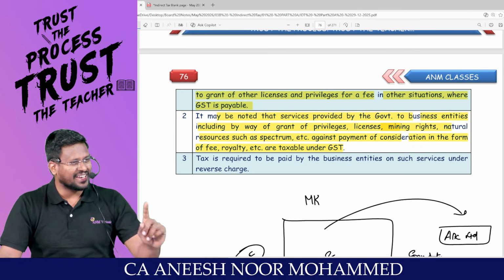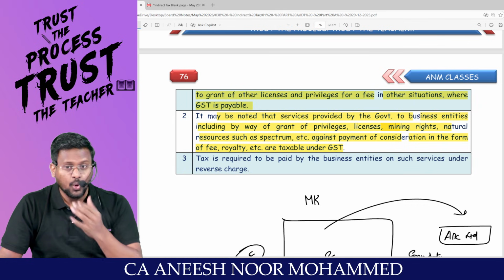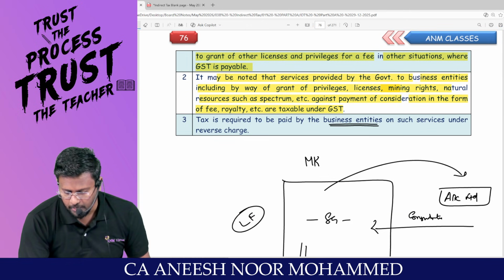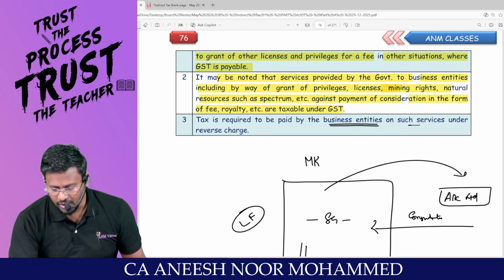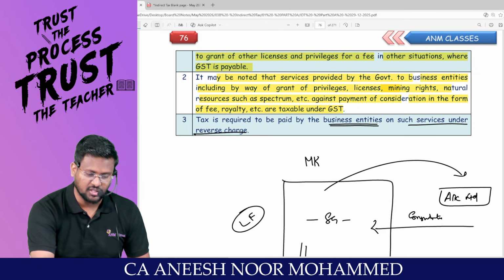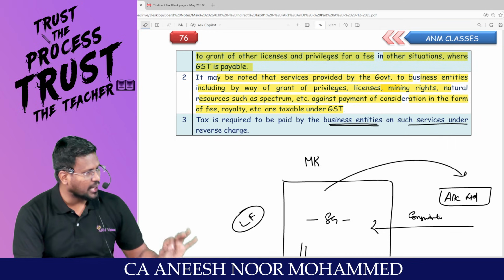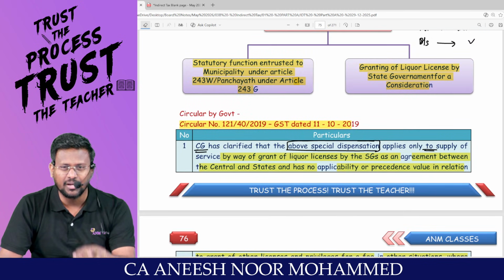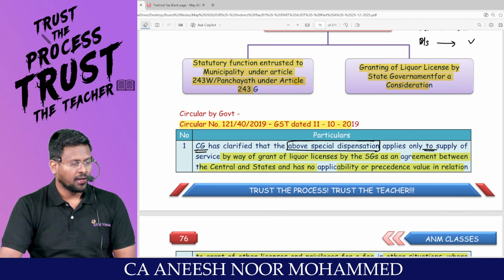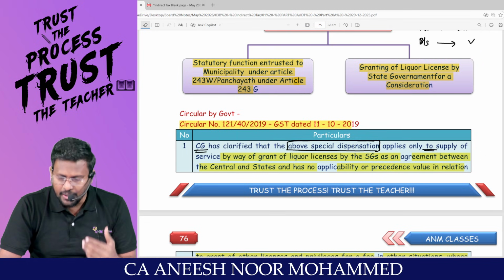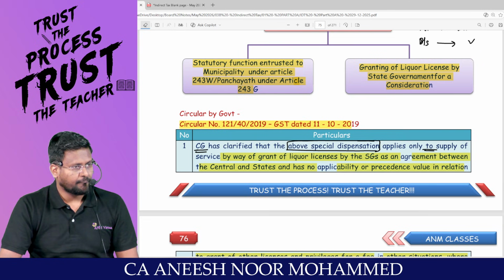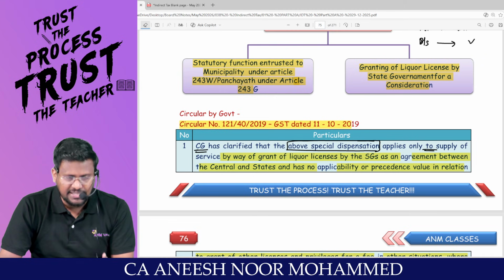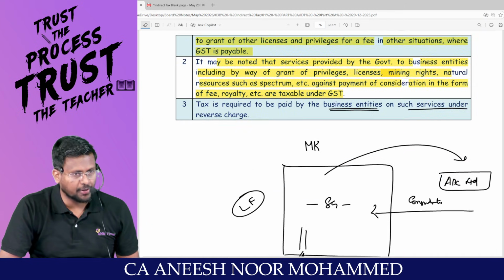Only one consideration is not a supply of goods, not a supply of services, which is what license? Liquor license. So tax is required to be paid by what entity? The business entity on such services under even what charge? We have not talked about reverse charge. We are coming to talking about the reverse charge. That means what the circular is clarifying to you is, if a state government is providing service to the liquor person by way of giving a liquor license, it is neither supply of goods nor supply of services.